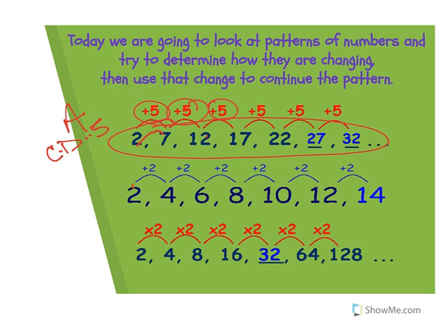So here we're adding 2 each time, which means it's arithmetic, and we have a common difference of 2. If we were subtracting, we would have a common difference of -2. And then down here, we're multiplying by 2. 2 times 2 is 4, 4 times 2 is 8, 8 times 2 is 16, etc. And so that's geometric, and we have a common ratio of 2.